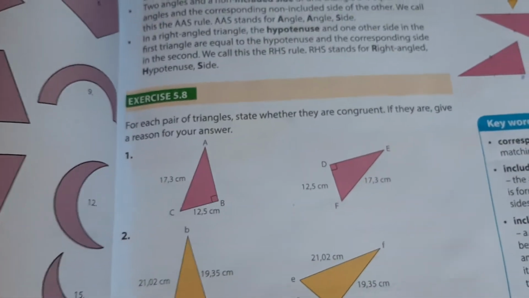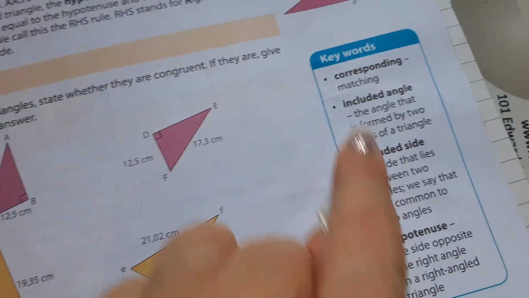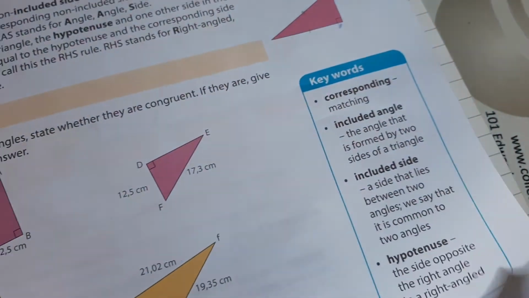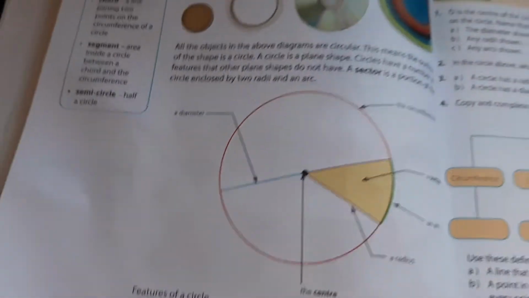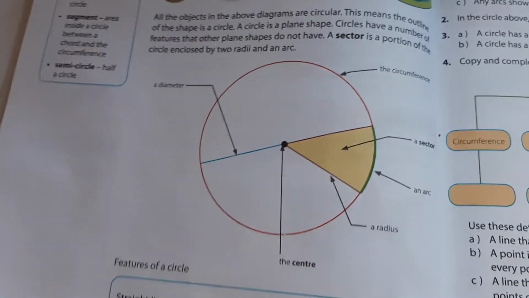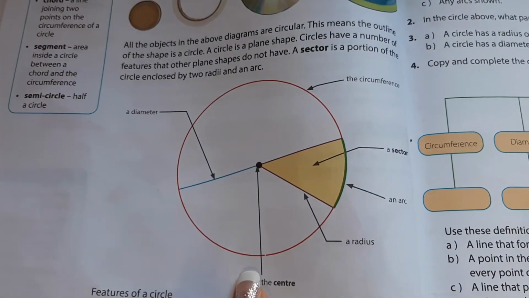Okay, then I asked you the last time to do this exercise 5.8 for me. And then, of course, these keywords. Students, study this, really study this. If you know this, you more or less know all the work. And then today we're going to talk a little bit about circles. You must know the different sections of the circle.